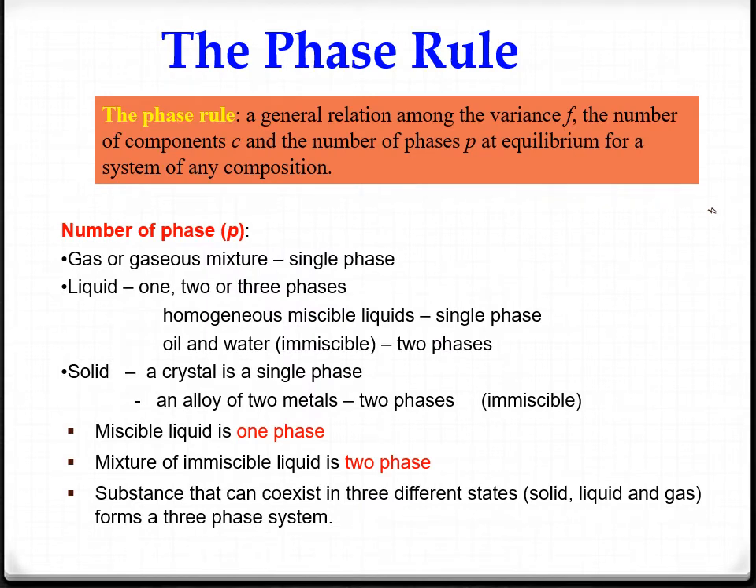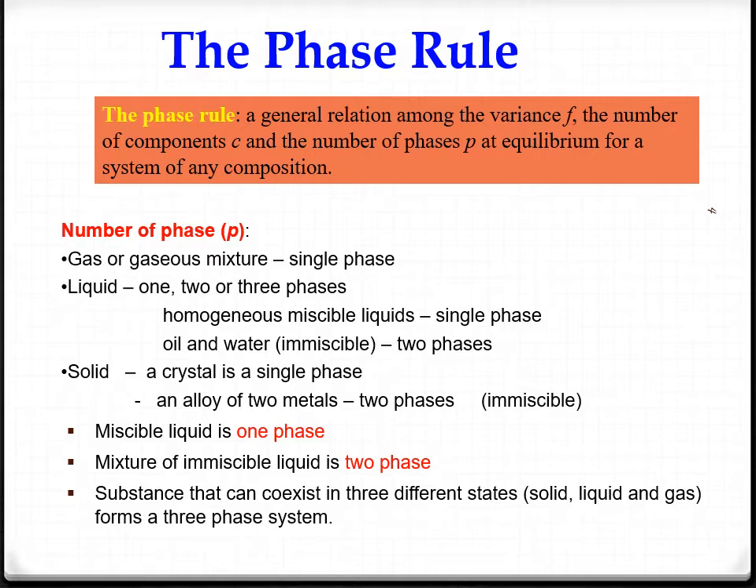Gas or gaseous mixture can only exist in a single phase. For liquid, it can exist in one, two, or three phases. For example, a homogeneous miscible liquid exists in a single phase because all the components in the homogeneous liquid are miscible with one another. It can also be two phases whereby we have immiscible liquids, for example, oil and water. For solid, a crystal is a single phase, and solid can form an alloy, which exists as two phases that contain two metals.